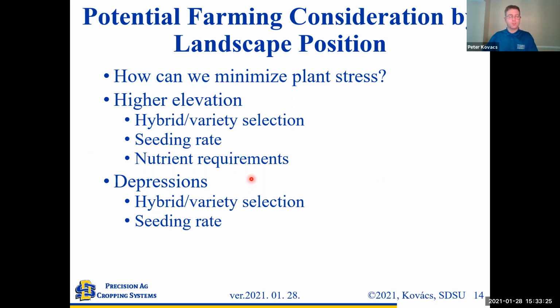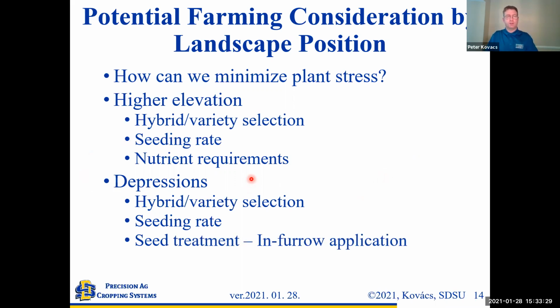Would seeding rate change some of the picture? Again, going back to that disease treatment, if we have these depressional areas in early spring, probably they will be a little bit more wet than the higher elevation positions, and maybe soil temperatures will be colder. So would an extra seed treatment or an in-furrow fungicide application for these certain areas help to minimize the disease pressure?